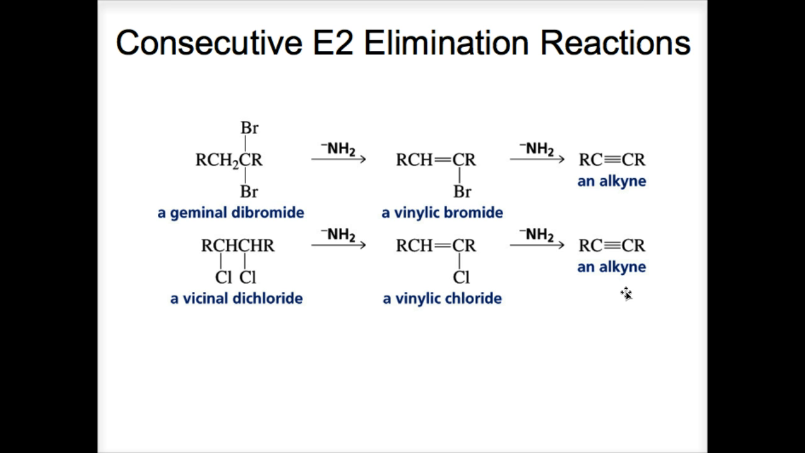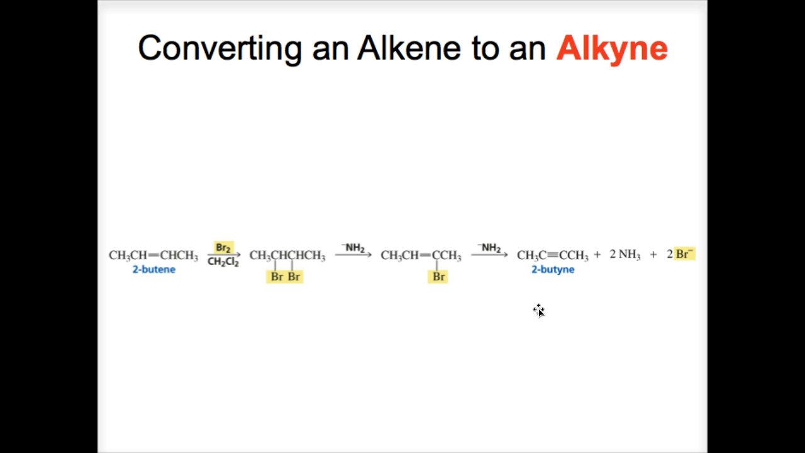Now, on the next slide, we'll show how to convert a double bond into a triple bond using consecutive E2 elimination reactions. So here's converting an alkene to an alkyne, where we have 2-butene as our starting material. We're going to brominate the sp2 carbons, and now we can do 2 consecutive E2 reactions, as you can see here with this nucleophilic interaction, resulting in an alkene after the first one. Then a second elimination, we result in a triple bonded alkyne.